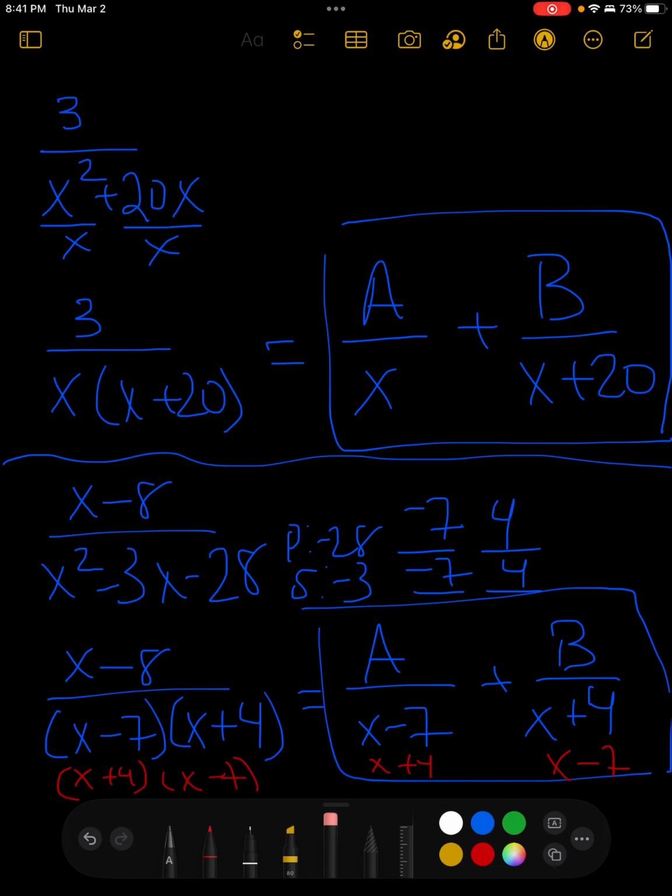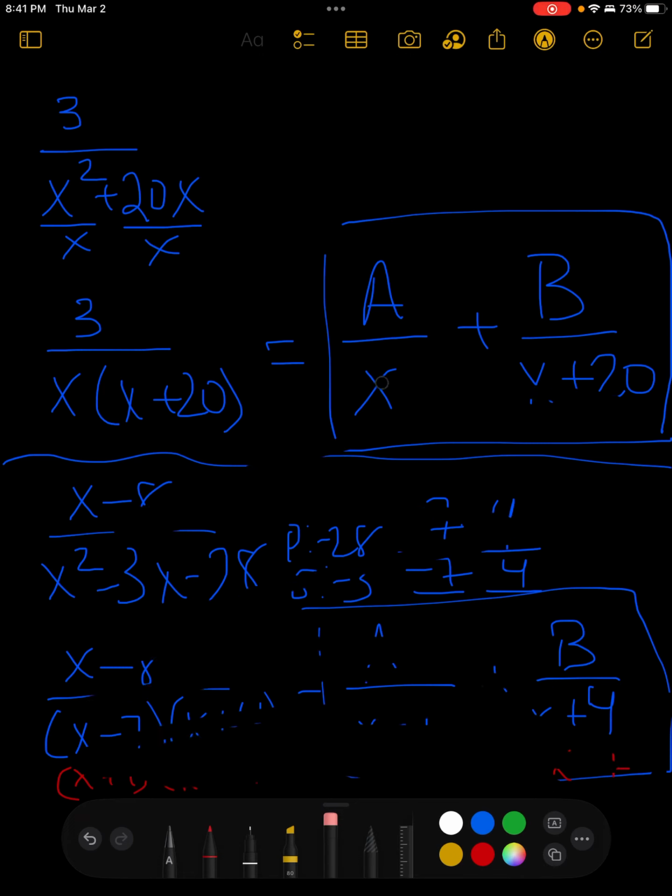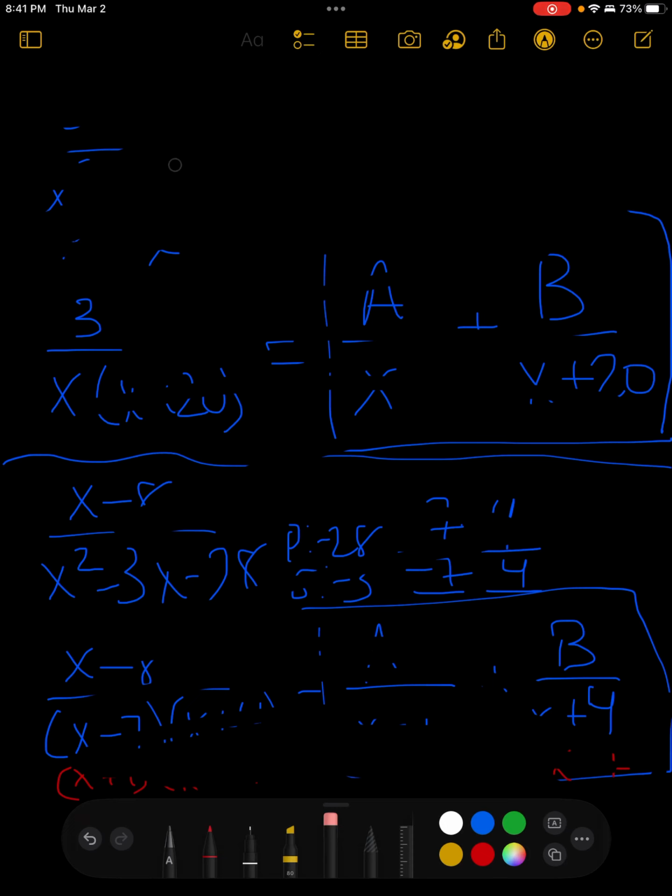Hold on one second. I'm going to have to just erase this, I guess. Thought there was a way to clear the page. Actually, I'm going to stop the video and I'm going to do another video for the other two.